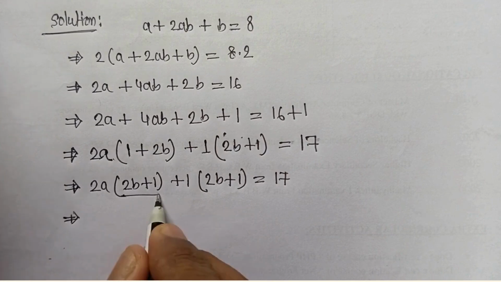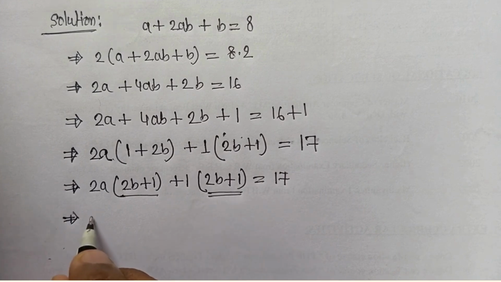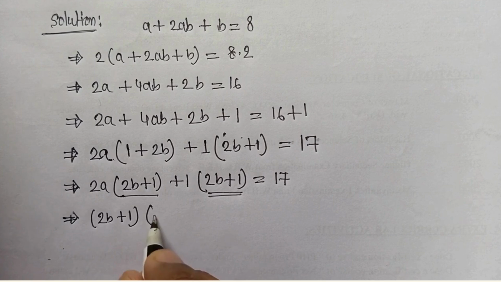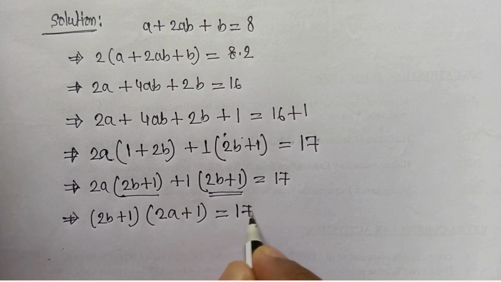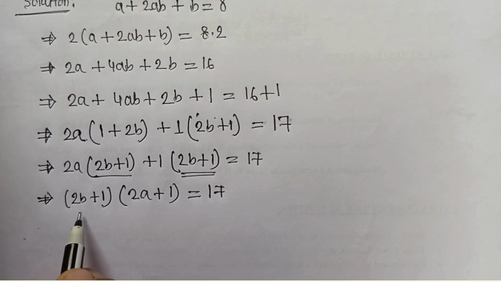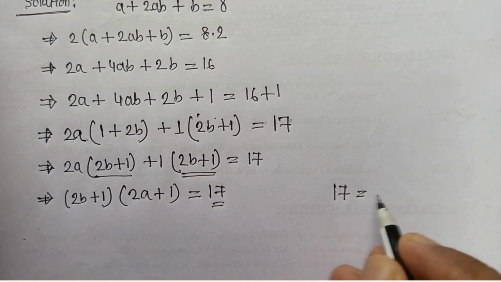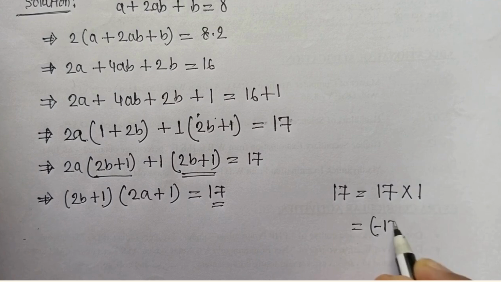Now on both sides we get 2b + 1 and 2b + 1, so we take 2b + 1 common. The rest will be 2a + 1, so (2a + 1)(2b + 1) = 17. Here we are getting the two expressions whose product equals 17. 17 can be expressed as 17 times 1, or minus 17 times minus 1.